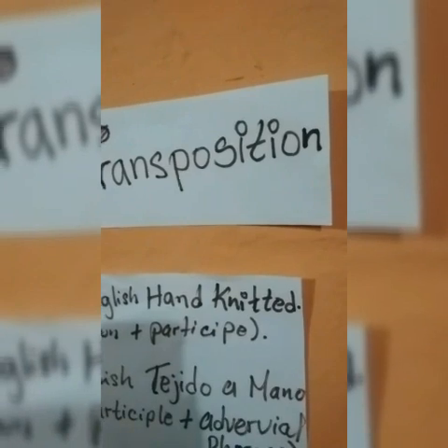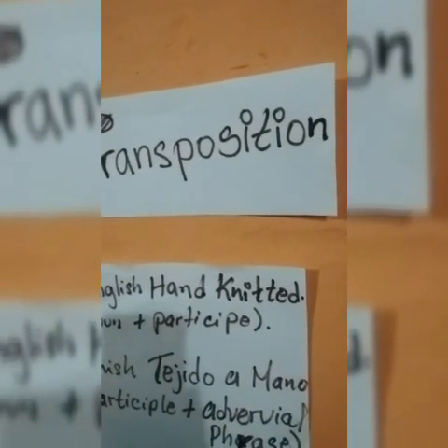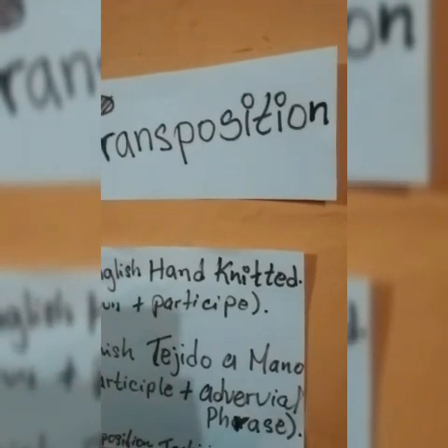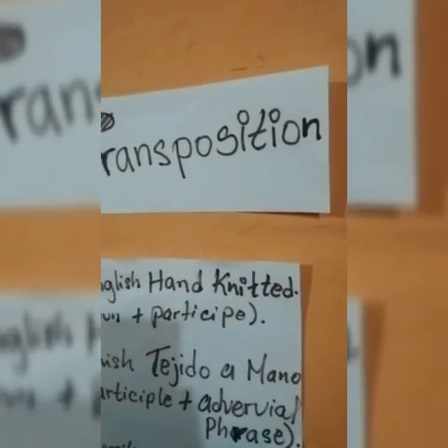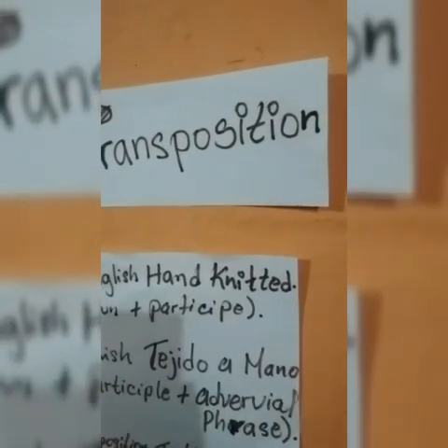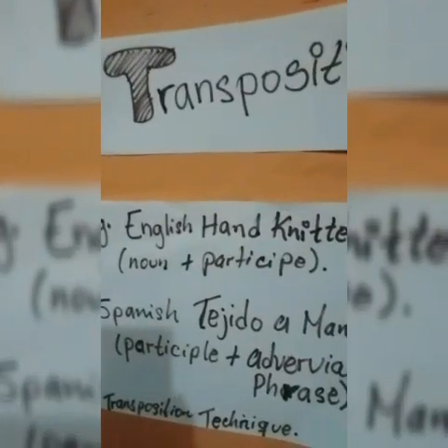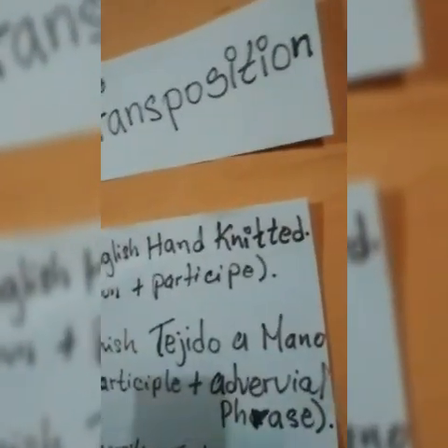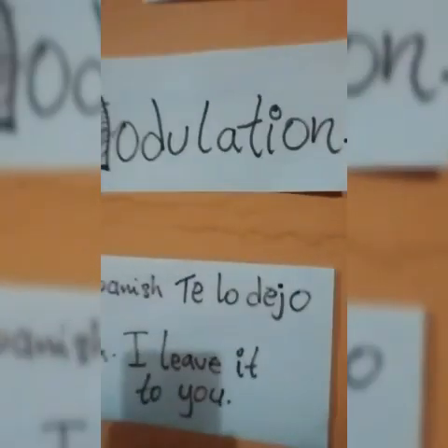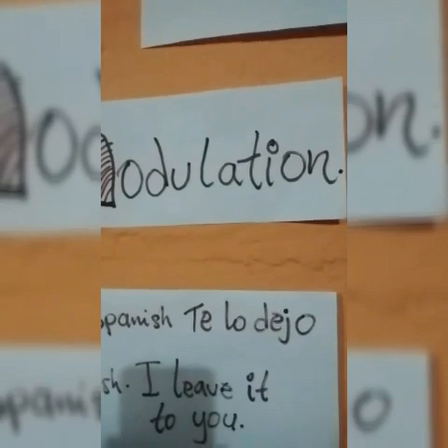"Blue ball" becomes "balle bleue" in French. Okay, this is a sentence with a switch of word class. Grammatical structures are often different in different languages. For example, in English, "hand-knitted," a noun plus past participle. In Spanish it is "tejido a mano," participle plus adverbial phrase. And the second technique is modulation.